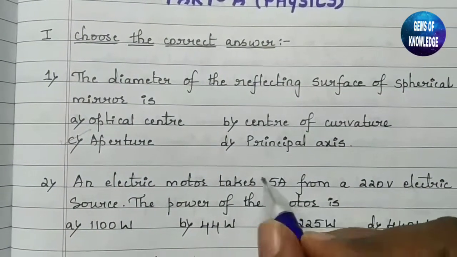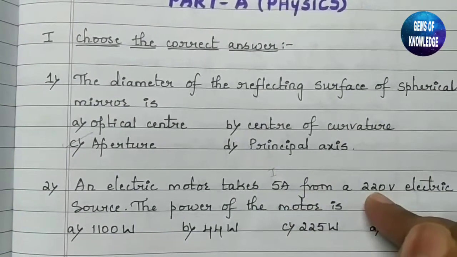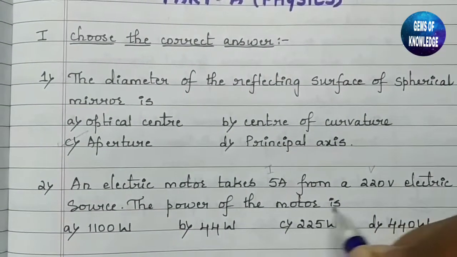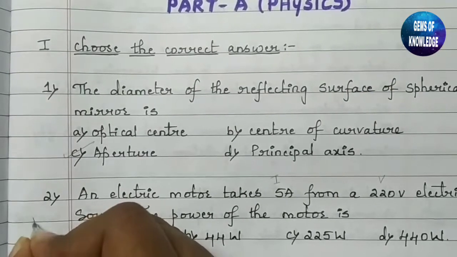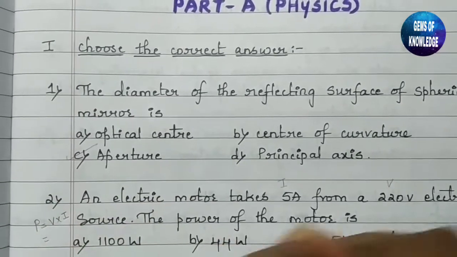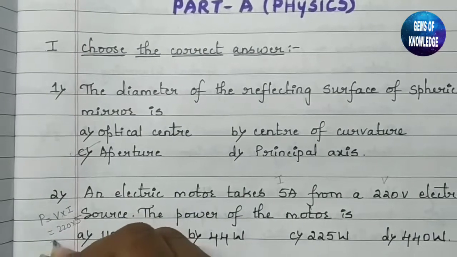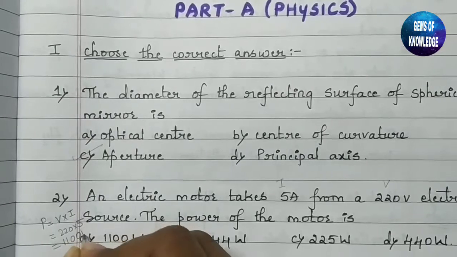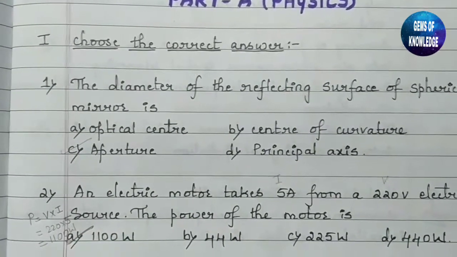Okay, what is this 5 ampere? 5 ampere is nothing but I, current. And what is this 220 volt source? It is voltage V. And we need to calculate the power of the motor. So according to the formula, P is equal to V into I. The value of V is 220, into I value is 5. If you multiply both of these, you are going to get 1100 watt. So the correct answer here is option A.